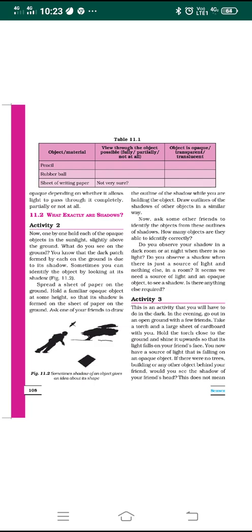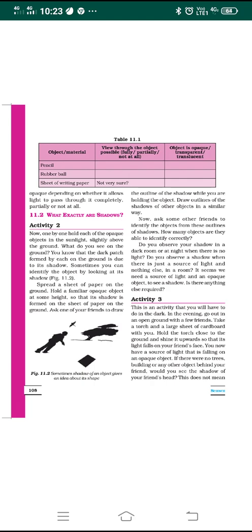Now what you do: spread a sheet of paper on the ground. Hold a familiar opaque object at some height. Take any opaque object which is very familiar to you at some height from the ground in the sunlight, so that its shadow is formed on the sheet of paper on the ground. Hold that opaque object above the ground in such a way that its shadow falls on the sheet of paper. Ask any one of your friends to draw the outline of that shadow while you are holding that object in the sunlight.